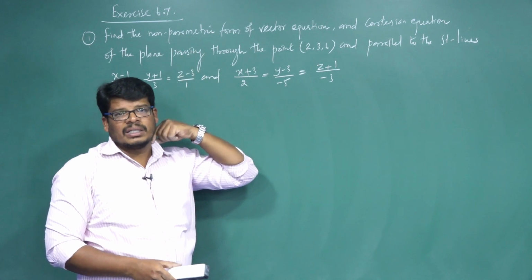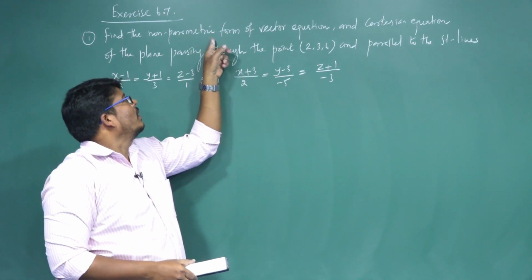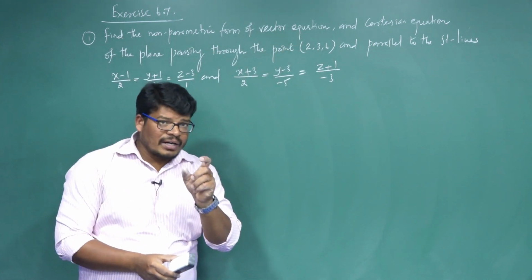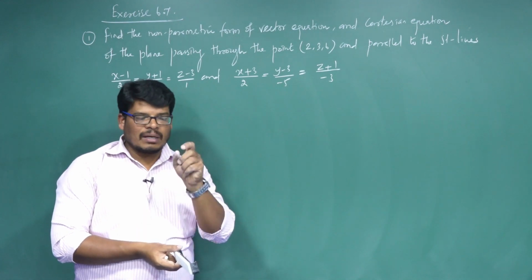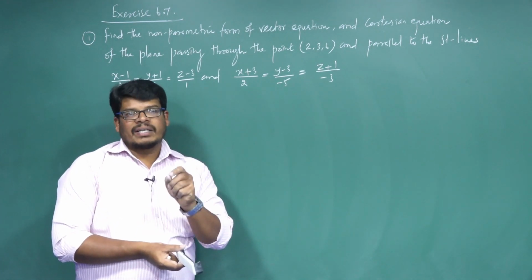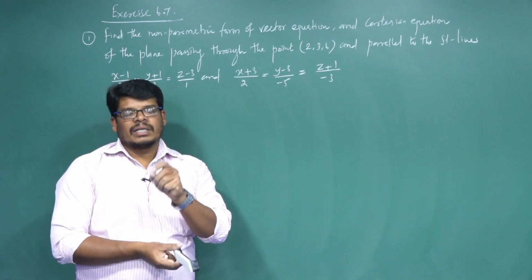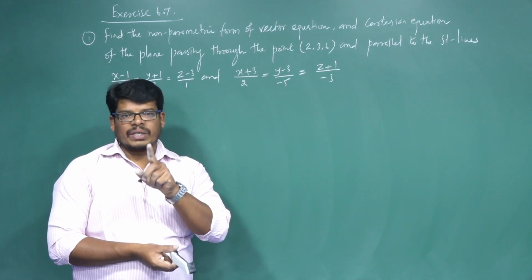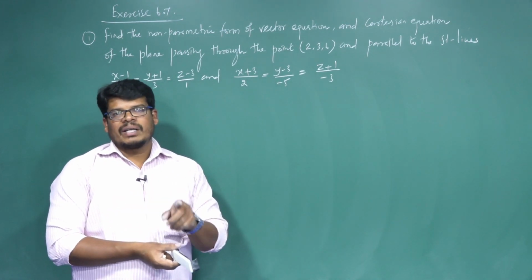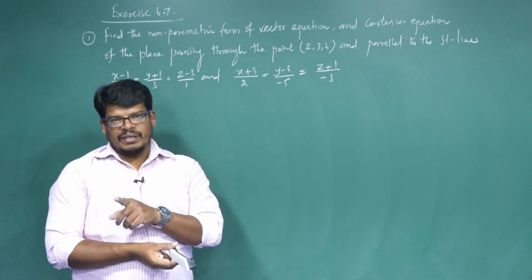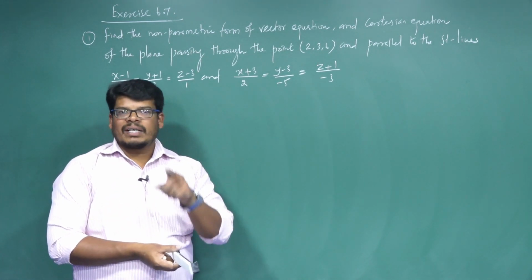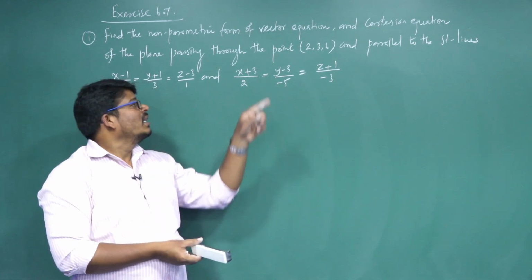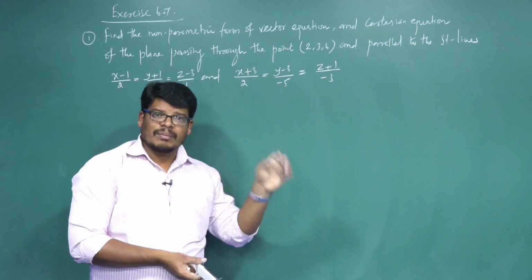Find the parametric form and Cartesian equation of the plane. One point and two parallels, you already know the formula. The parametric form is r vector equals a vector plus s of u vector plus t of v vector, where u is one parallel and v is the other. And the non-parametric form is (r vector minus a vector) dot (u vector cross v vector) equals 0.